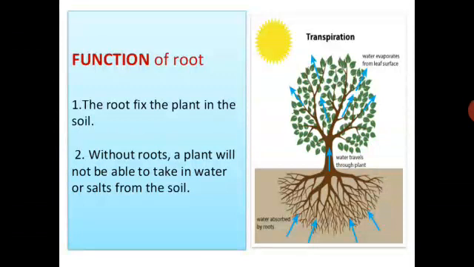We also need water to drink. A plant is also a living thing and that plant needs water to survive. Without root, a plant will not be able to take in water or salts from the soil, and if there is no water, the plant cannot make its food and it will die. Observe the picture. Those blue colored arrows are showing water and how that water is supplied from root to the leaves.